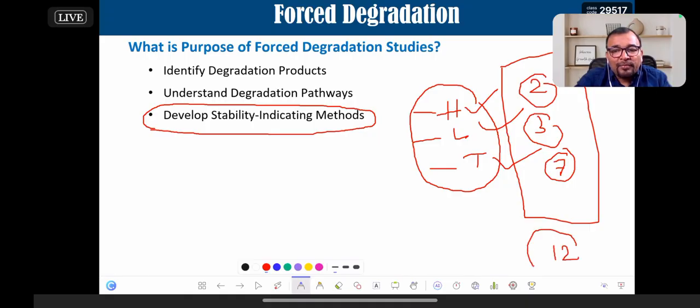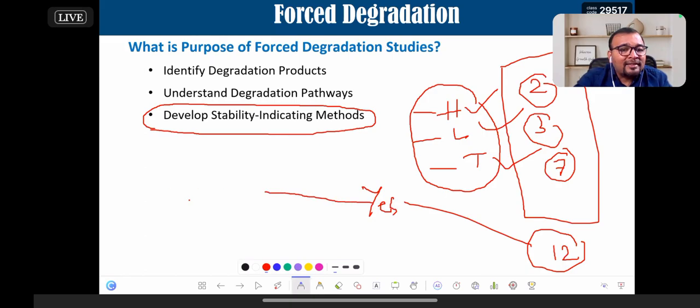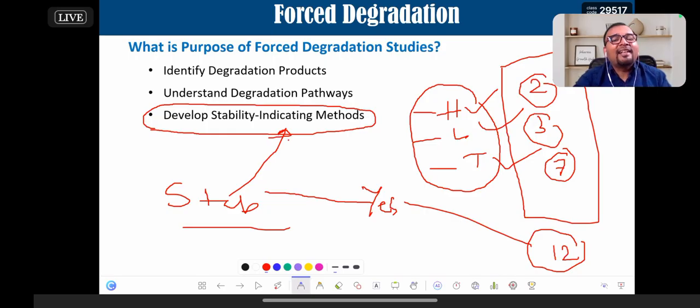Yes or no? If the answer is yes, now can you say your method is able to identify the changes happening during stability? Yes or no? And then you can say my method is a stability indicating method. Are you able to understand the meaning of stability indicating method? Type yes or no in the comment box. Both, Mohammed, your assay and related substances methods should both be stability indicating methods.